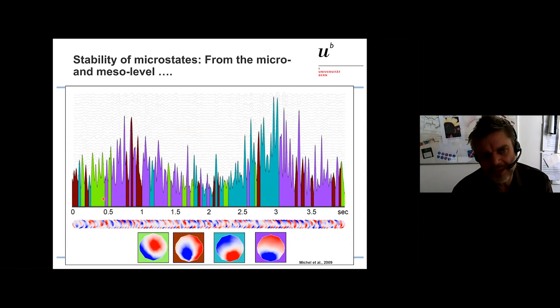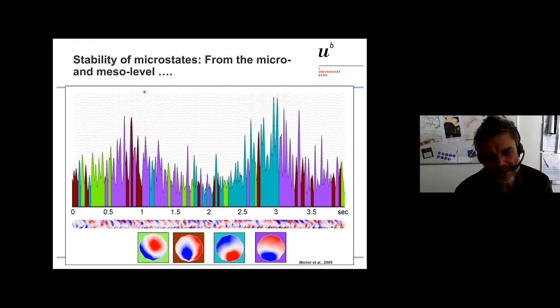And there is now this stability that I talked about already, that we have a configuration that persists for a certain time. We see this here. It doesn't change all the time. We have a stability over time. This is what I call the micro level here.